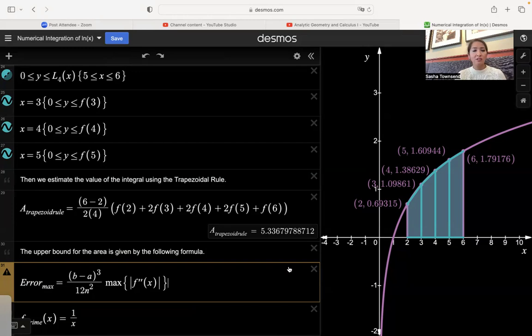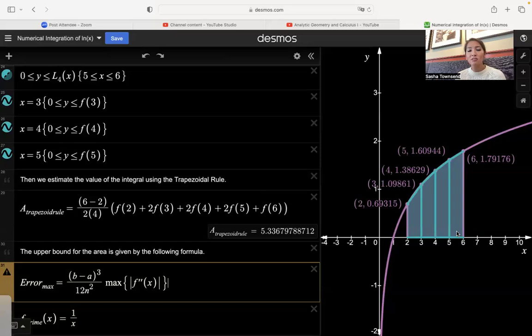Now, whenever we use a numerical method, it's nice to have an upper bound for the error of the approximation. Turns out that the upper bound for the error of the approximation is b minus a raised to the third, so in our case, that's 6 minus 2 raised to the third. So that's going to be 4 cubed divided by 12 times n squared. So we have 12 times the number of subintervals squared. So that's going to be 12 times 4 squared times the maximum value of the absolute value of the second derivative on the interval of interest.